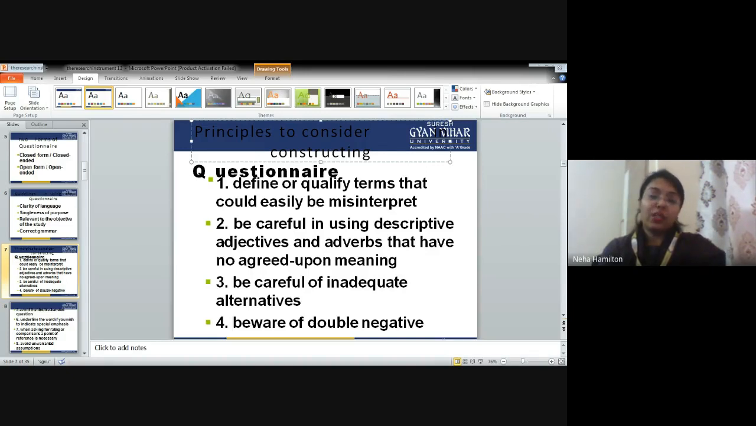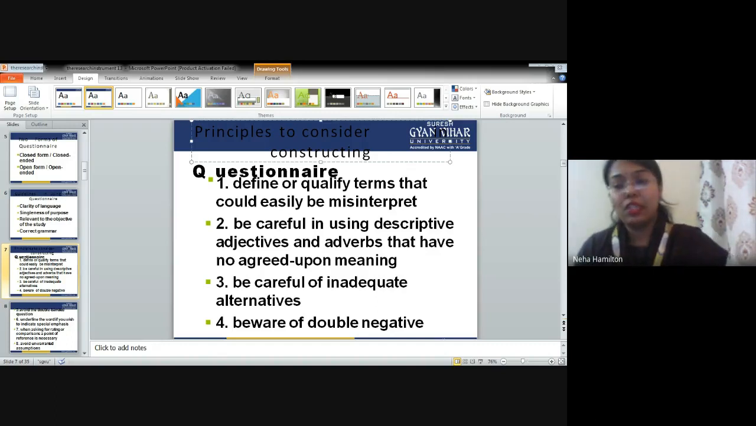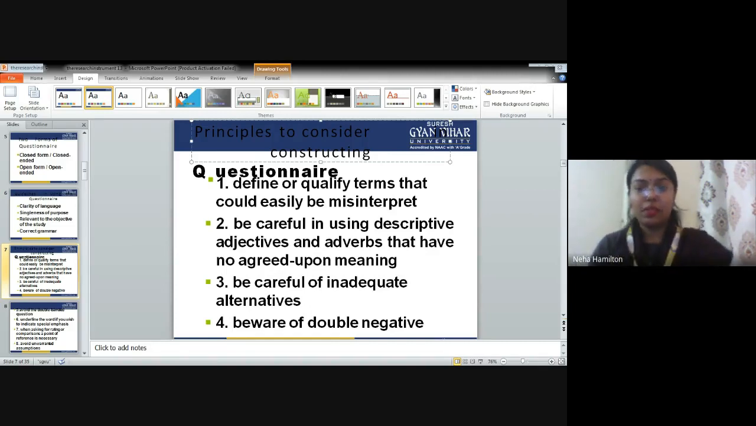Be careful of inadequate alternatives, right? If you are using a closed-ended questionnaire, then you are clear that whatever scale you are using, if you are using a Likert scale, you are going to have a fixed number of alternatives. If you are using an open-ended questionnaire, then also it becomes important for you to choose the right kind of things.